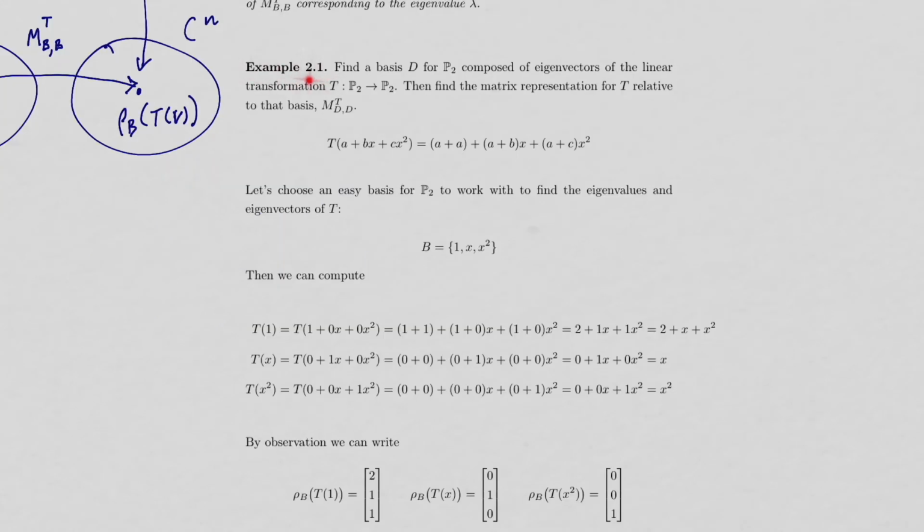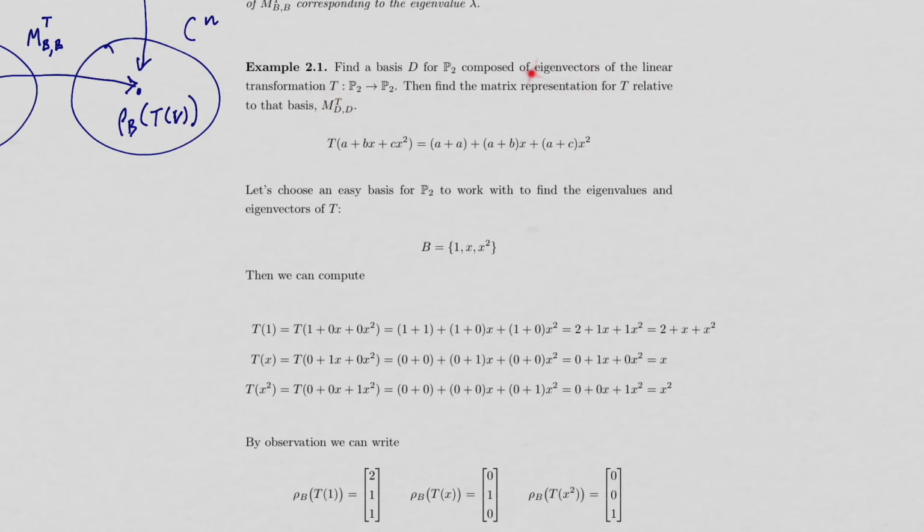Speaking of which, here's our first example in this section. We'll find a basis D for P2 composed of eigenvectors of the linear transformation T that maps from P2 to P2. And then we want to find the matrix representation for T relative to that basis. So we want to do two things. We want to find a basis, and we'll call it D, for P2, so a linearly independent spanning set for P2 composed of eigenvectors of the linear transformation here. And then we want to find the matrix representation of T relative to that basis, D.